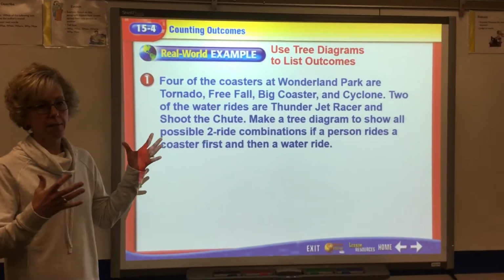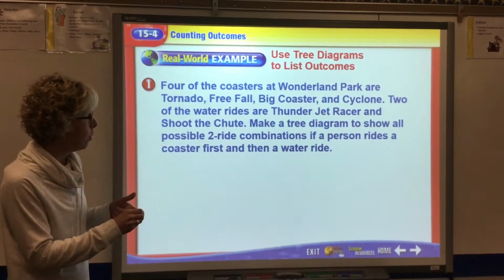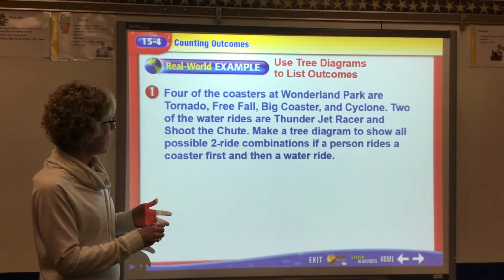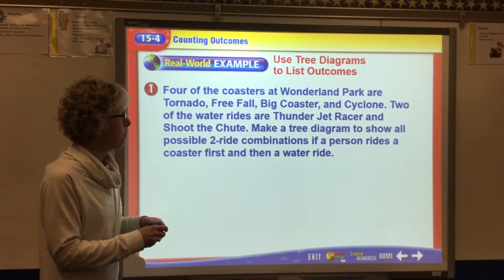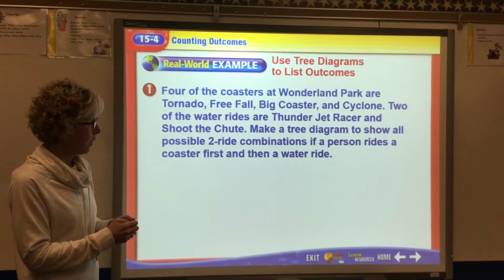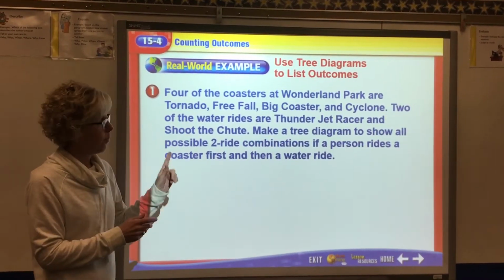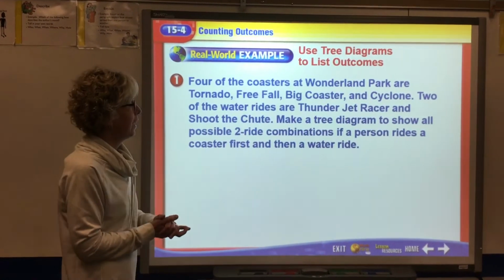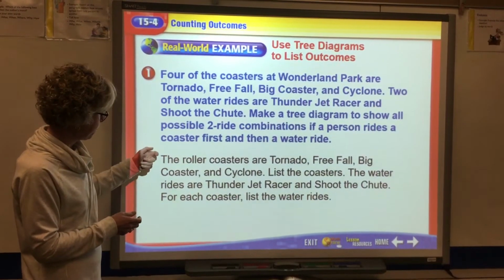All right, so now they're going to give us this scenario. It says 4 of the coasters at Wonderland Park are Tornado, Free Fall, Big Coaster, and Cyclone. 2 of the water rides are Thunder Jet Racer and Shoot the Chute. Make a tree diagram to show all of the possible 2-ride combinations if a person rides a coaster first and then a water ride. Now, first of all, you're not going to catch me on any of these rides, but if we're going to solve this problem and use a tree diagram, this is how we would go about it.